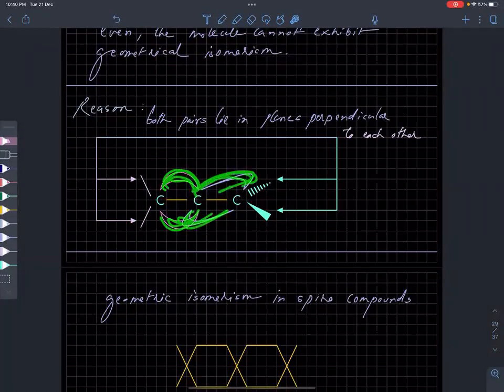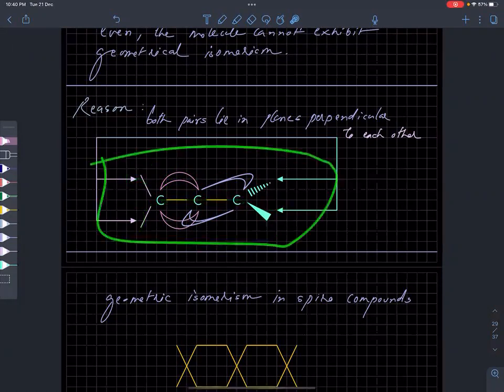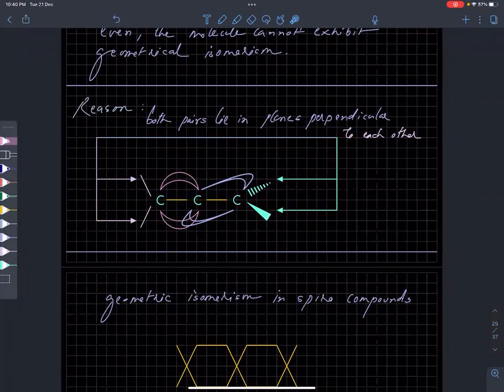If these are at front and back, and these will be at top and bottom, that means we cannot have cis and trans and Z and E here, even if different groups are attached. So if you have an even number of consecutive double bonds, we cannot have geometrical isomerism. Clear?